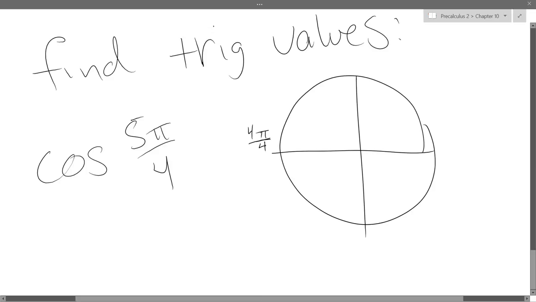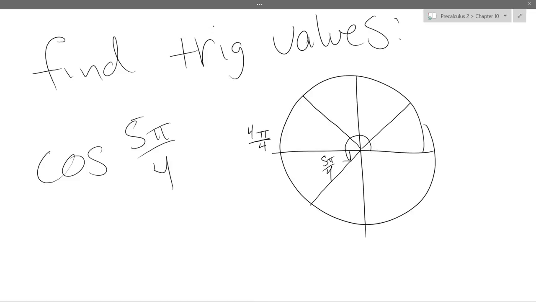One thing you could do is break it into pi over 4s. So there's 1 pi over 4, 2 pi over 4, 3 pi over 4, 4 pi over 4, 5 pi over 4. So right there, that angle will be 5 pi over 4. Any questions on breaking up this unit circle and figuring out where 5 pi over 4 is?